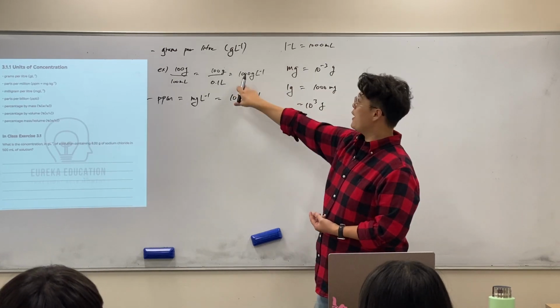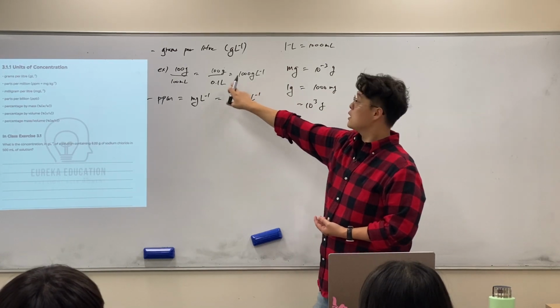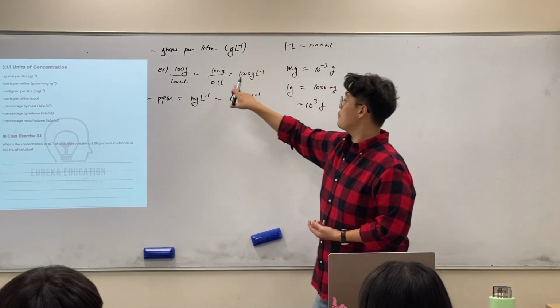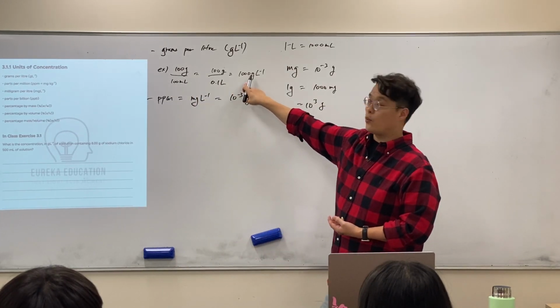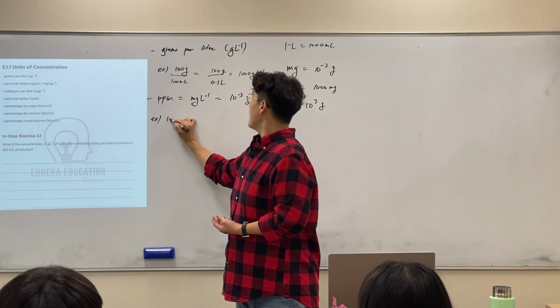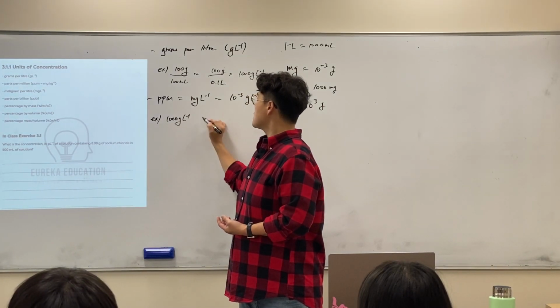Okay, so let's convert that. We had 100 grams per 100 milliliters, which was the same as 1,000 grams per liter. Then what would that 1,000 grams per liter be in ppm?